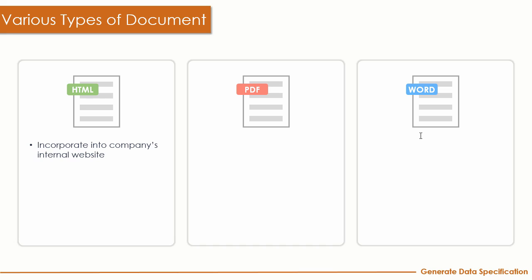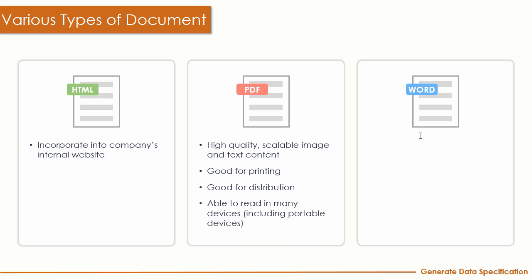If you put it in the PDF file, it is a high quality scalable image. I stress on scalable: when we export to PDF, we do not just extract the image and put it into PDF. We put it in a vector file, vector graphic, so you can zoom it in, zoom it out easily. And it is also good for printing and good for distribution, because most of the devices, including the tablet and mobile phone, can read the PDF without any problem.